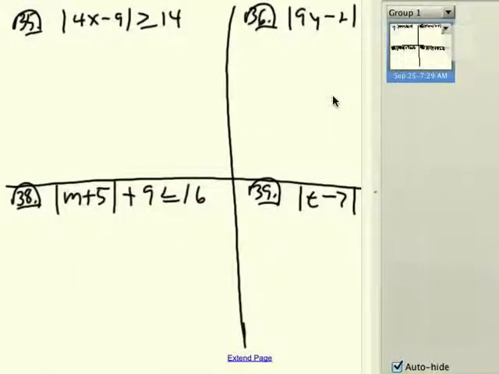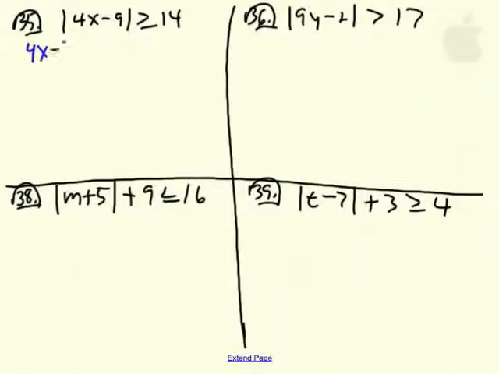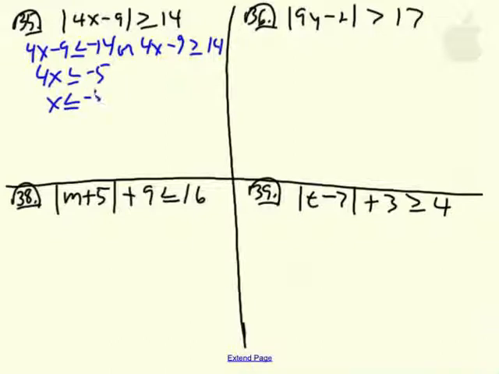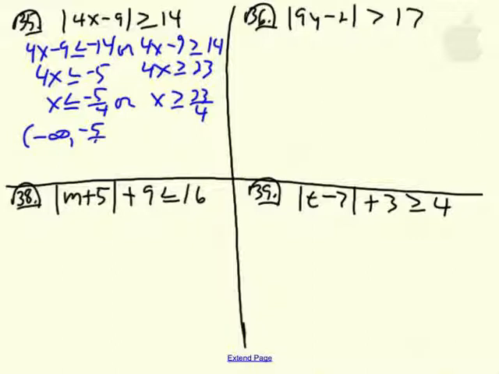Okay, 35. This is wings. So we're going to have 4x minus 9 has got to be to the left of minus 14, or 4x minus 9 has got to be to the right of 14. So 4x is less than or equal to minus 5. X is less than or equal to minus 5/4. Or, in the other case, 4x is greater than or equal to 23. X is greater than or equal to 23/4. So here's the interval.